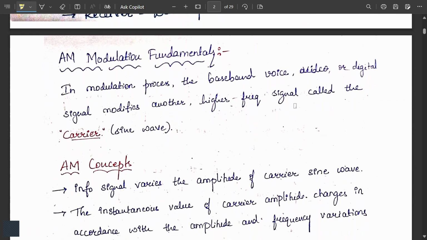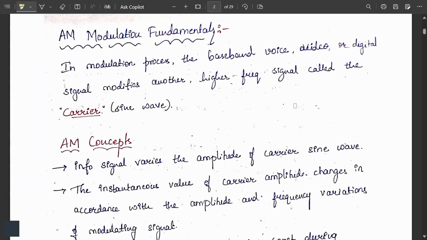First topic, we have to know what the amplitude modulation fundamentals are. In the modulation process, the baseband voice, video or digital signal modifies another one, that is a high frequency signal, which we call the carrier signal, which is a sine wave.